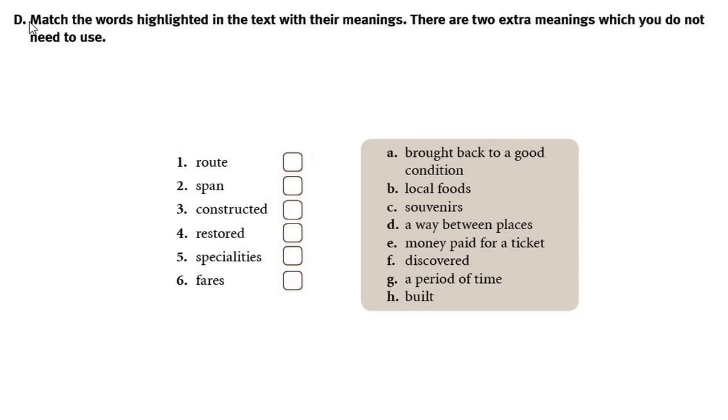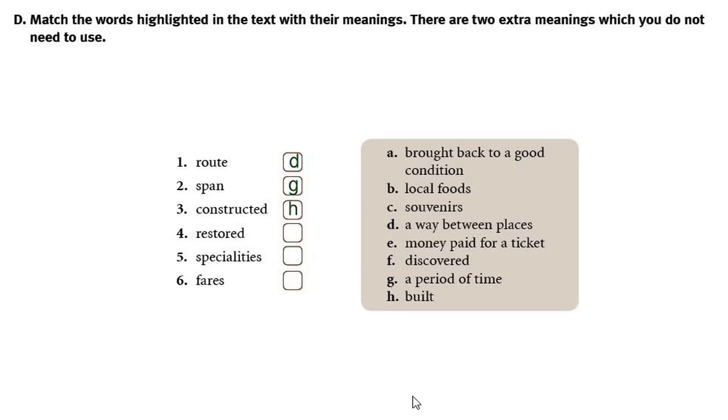D. Match the words highlighted in the text with their meanings. There are 2 extra meanings which you do not need to use. الكلمات ومعانيها. 1. Route means D. A way between places. طريق بين الأماكن. Number 2. Span means G. A period of time. وقت من الزمن.